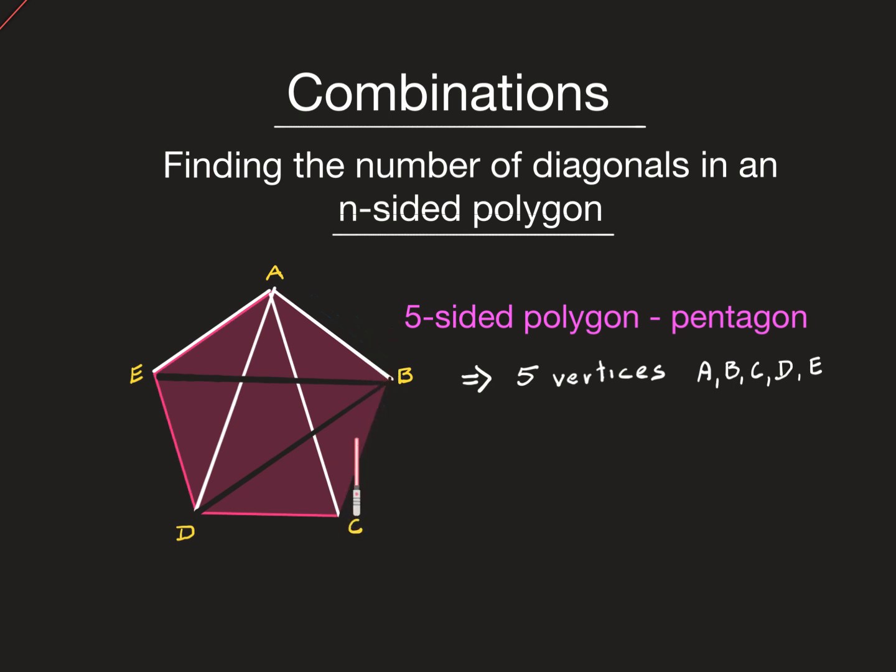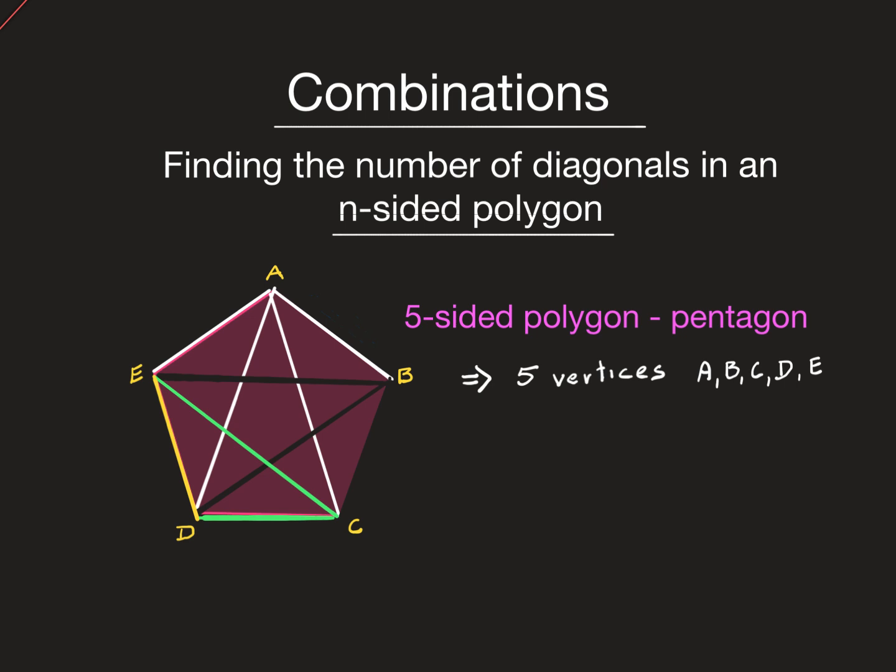Can I draw a line from C to A? No, there is already a line from C to A. I could draw a line from C to E. And I can draw a line from C to D. If I start at vertex D, I can no longer draw a line from D to C. I can no longer draw a line from D to B. I can no longer draw a line D to A, but I can draw a line from D to E. When I get to vertex E, I cannot draw a line because all of them have been already drawn from one vertex to the other.